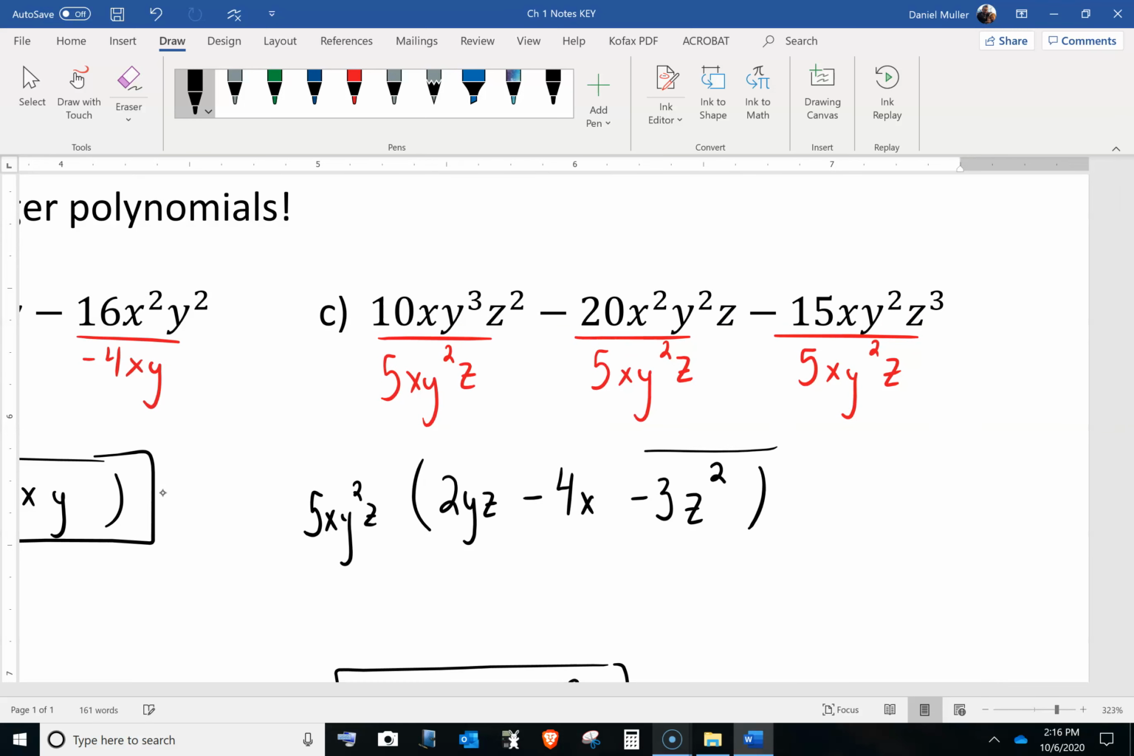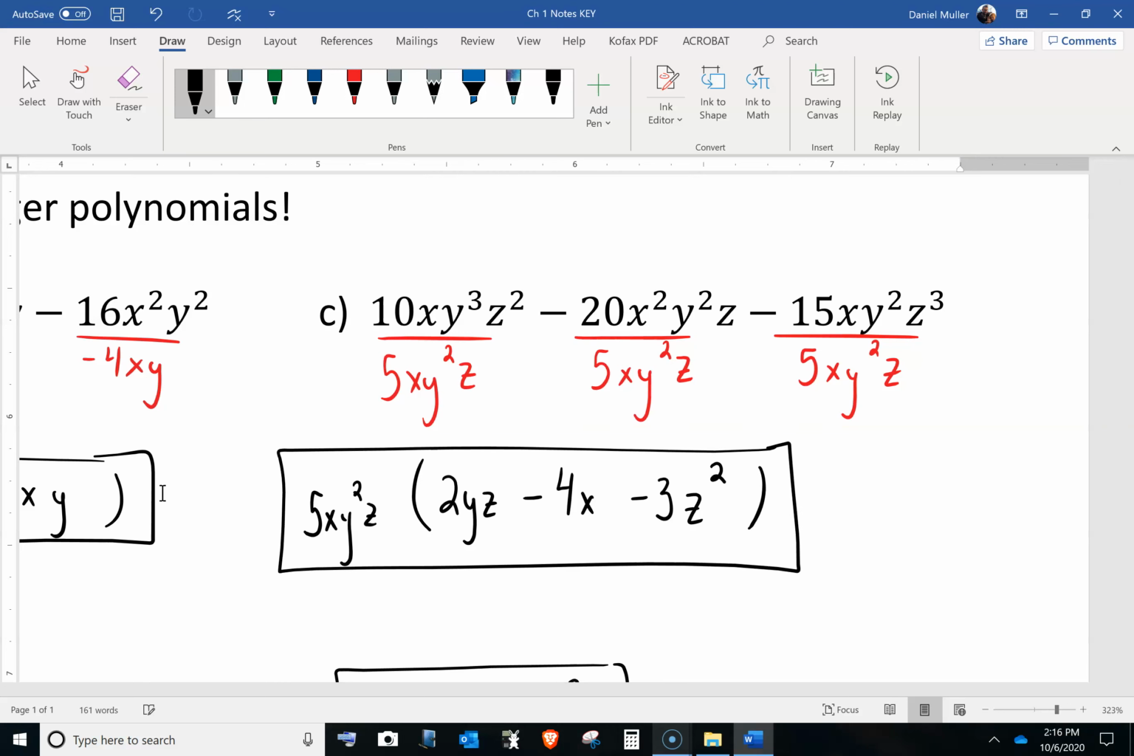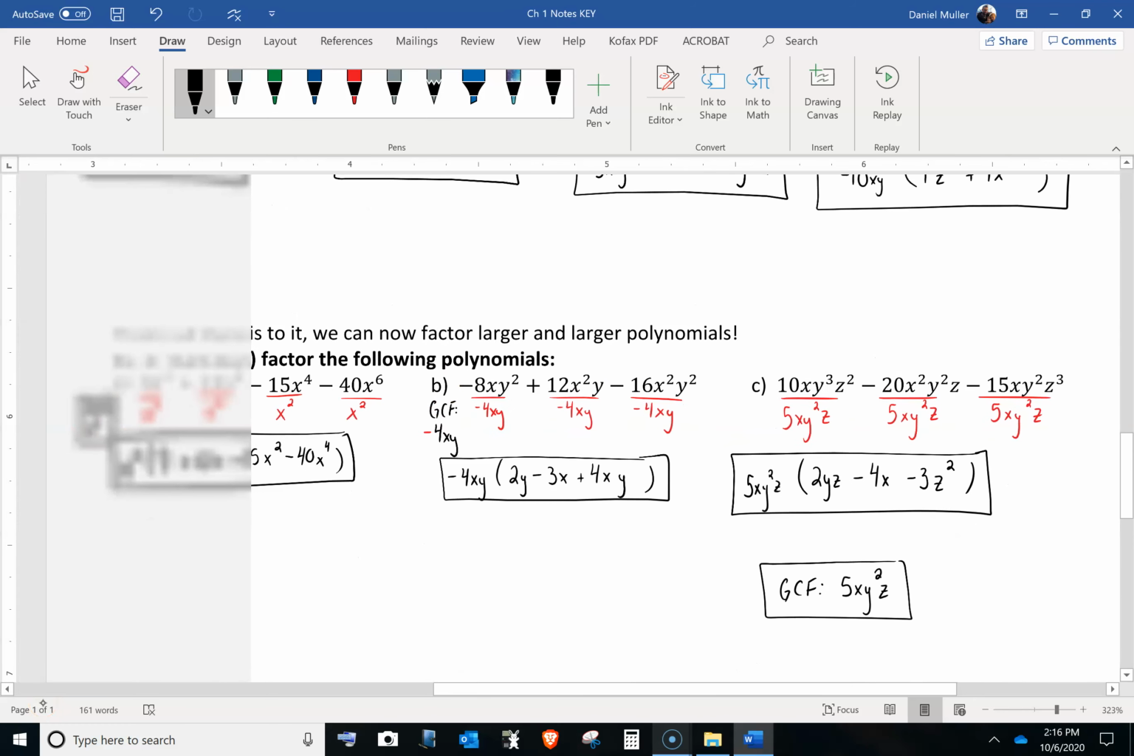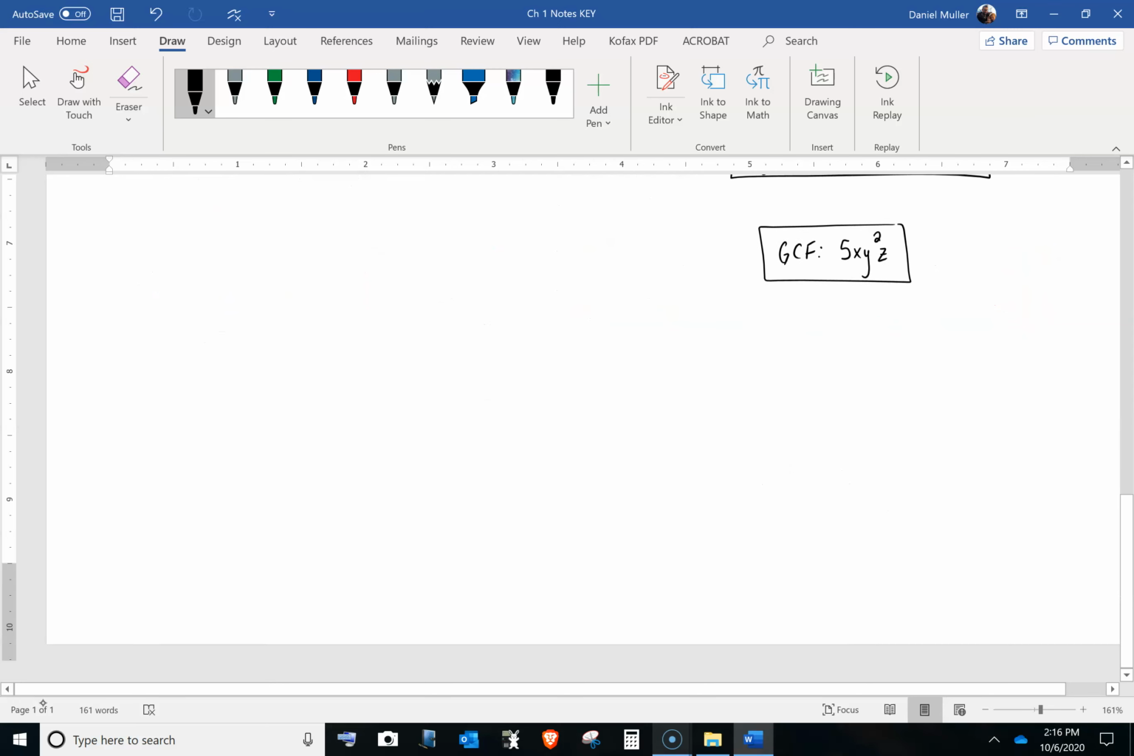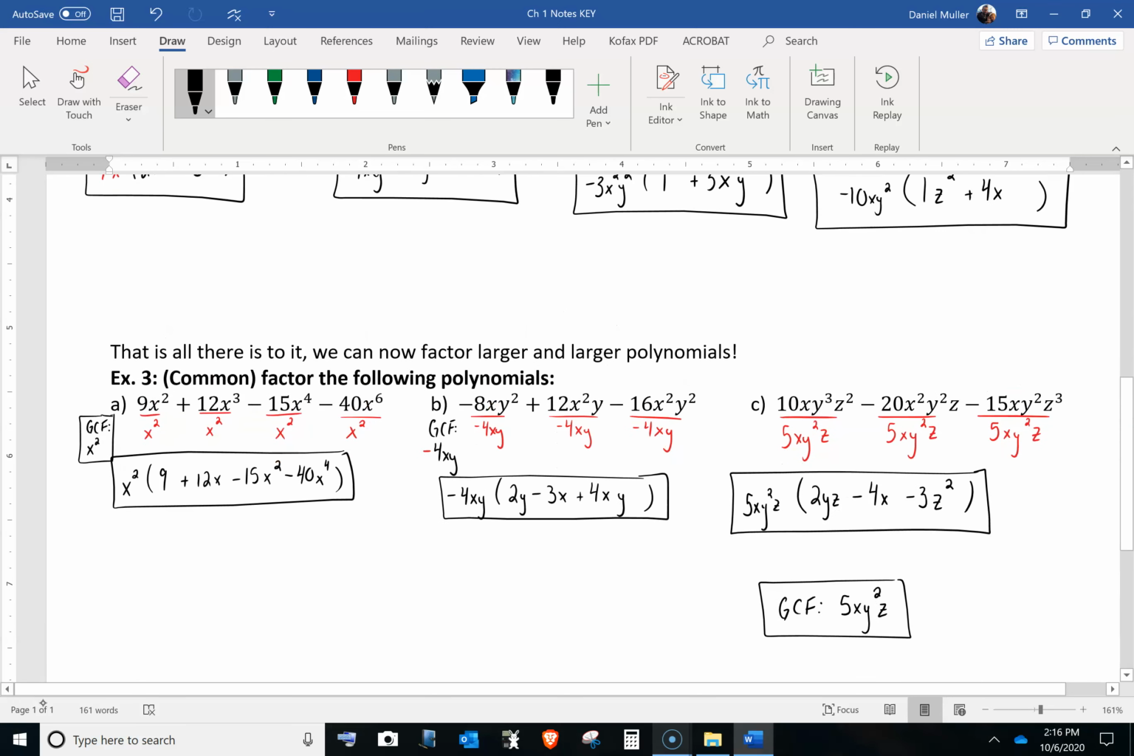And so there we go. We have factored out the GCF. So I'll just zoom out here in case we need to see anything. Okay, let's take a look if there's anything left. Let's see here.